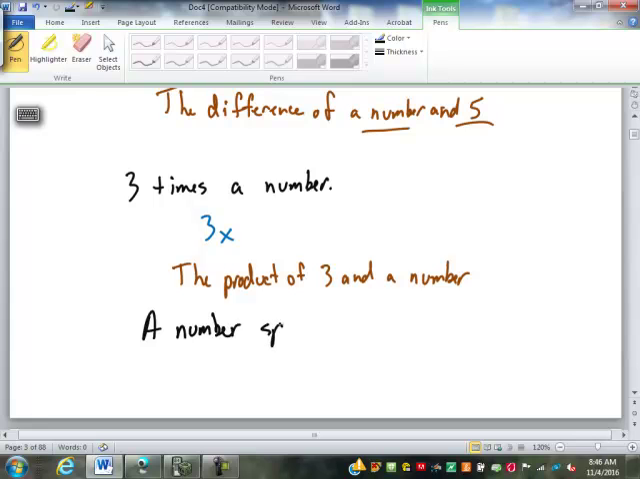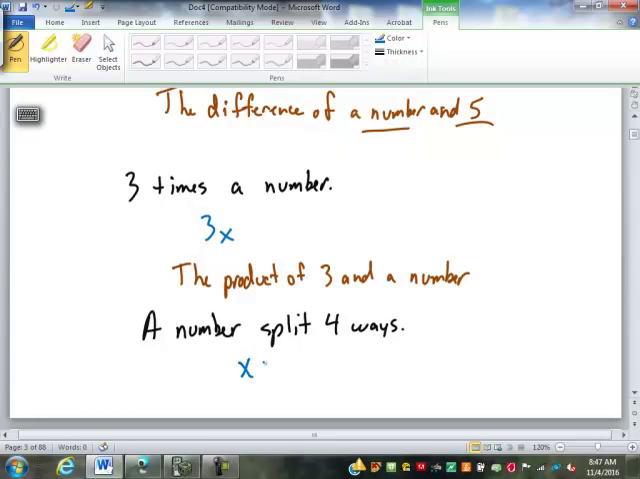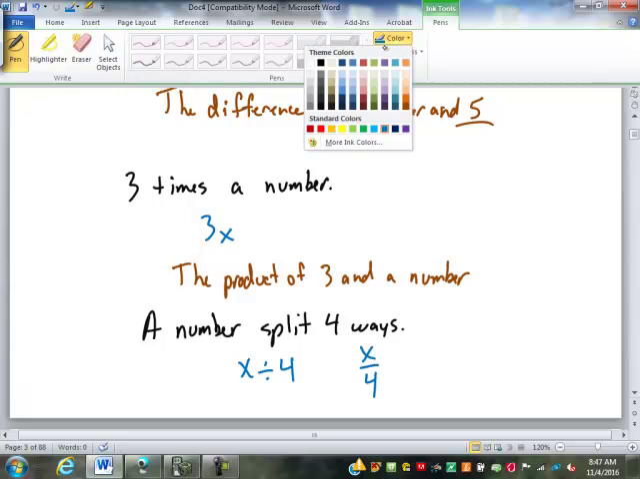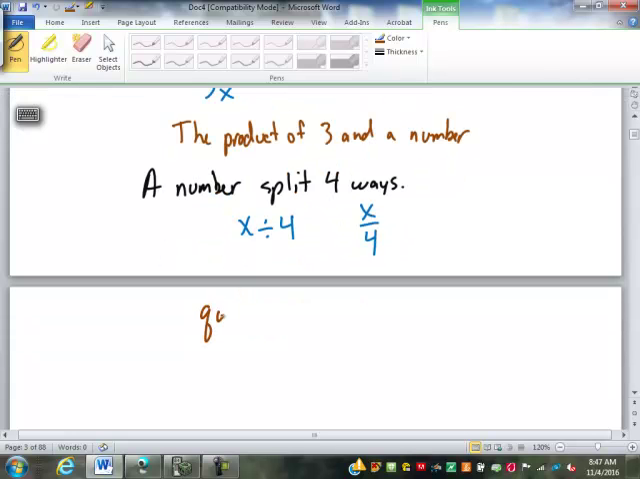A number split 4 ways. What's that going to be? x divided by 4, or x over 4. Remember we talked about fractions are kind of a division. Fractions and division are interchangeable. Other phrases that might indicate x divided by 4. Quotient. Quotient of a number and 4.